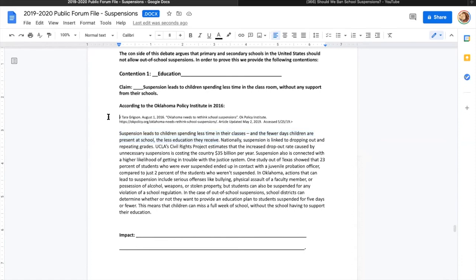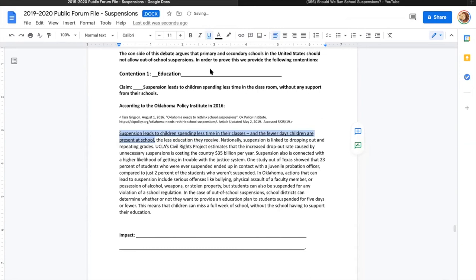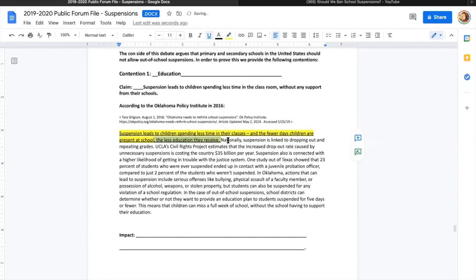Yeah. So you go through and you can underline, boom, underline. If you want to highlight, you can also highlight. Let's see, I'm going to underline, highlight, bam. Fewer days present. Obviously, that directly links to less education. Boom. Then anything that has to do with money. So I saw money right here, so I'm going to make sure I underline that.